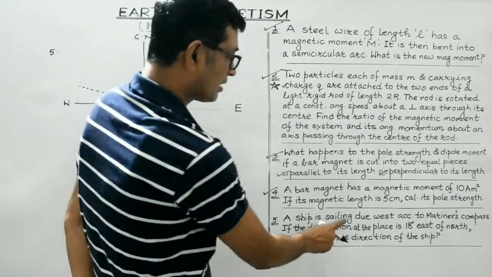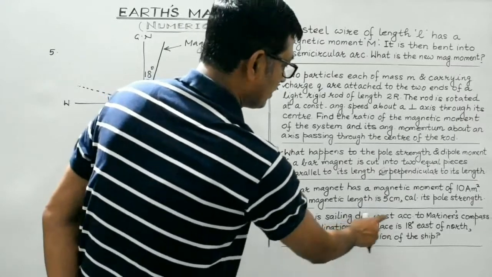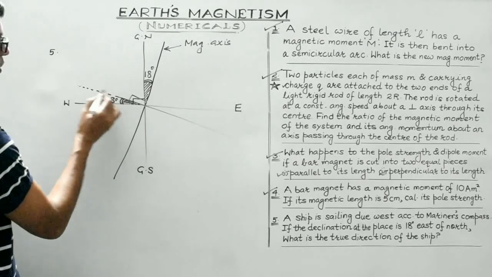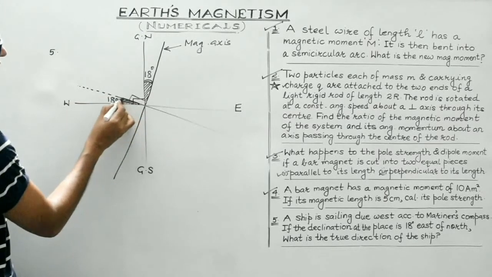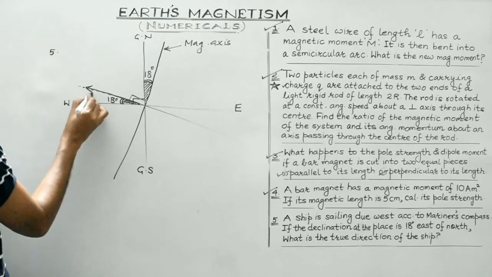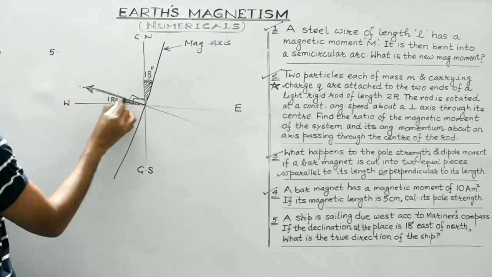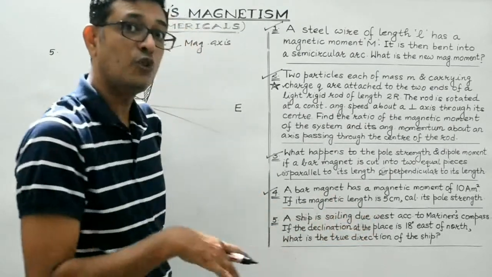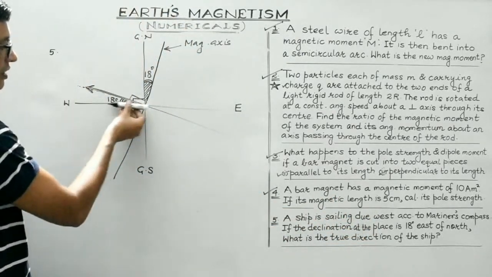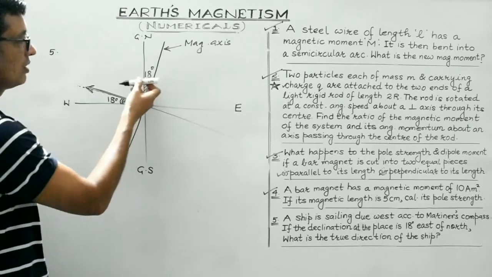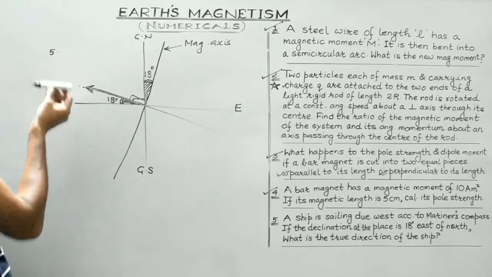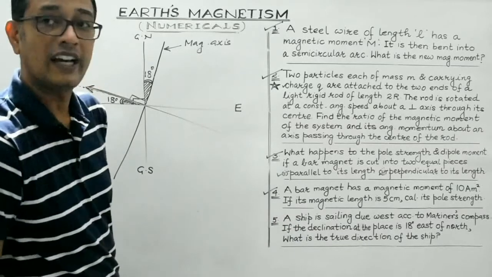Now, the ship is sailing due west according to the mariner's compass. So the ship must be moving along this direction. This is as per the mariner's compass. It is moving due west according to the mariner's compass. This is the actual west. But as per the mariner's compass, due to this magnetic declination, the ship is actually moving along this direction. So we are supposed to tell the true direction of the ship.